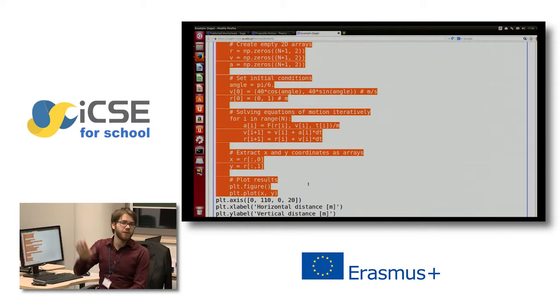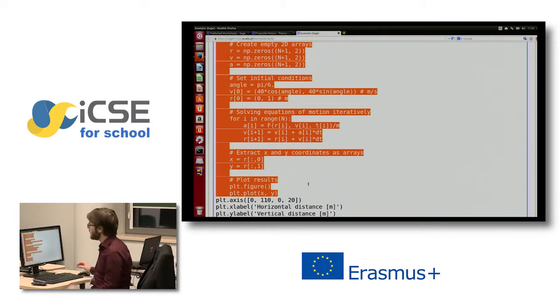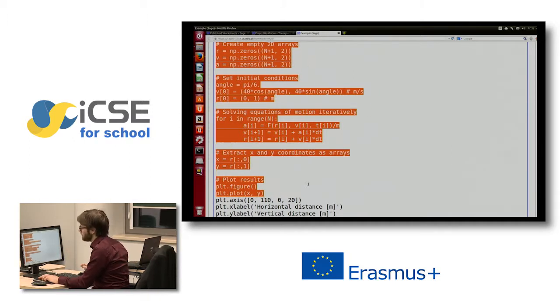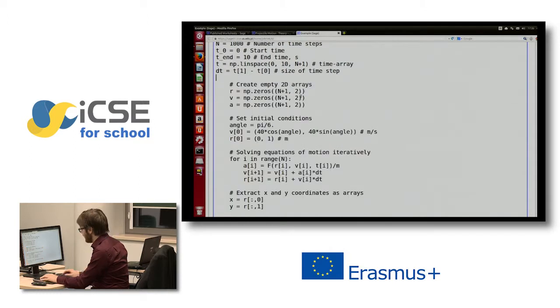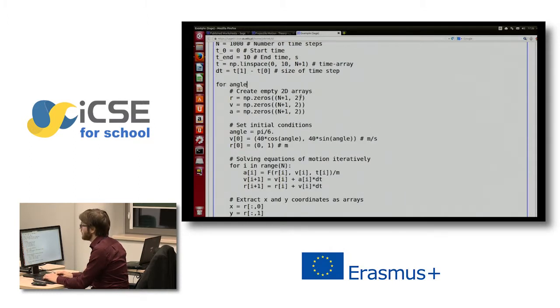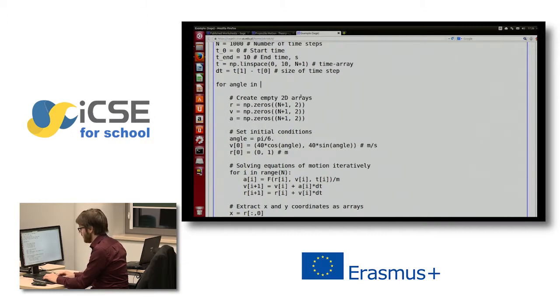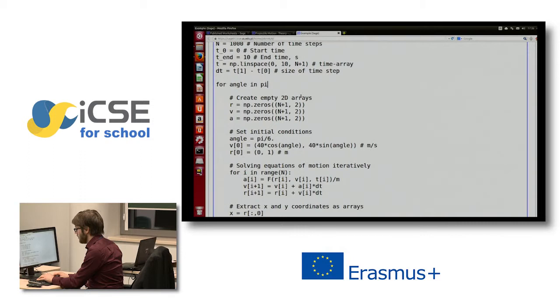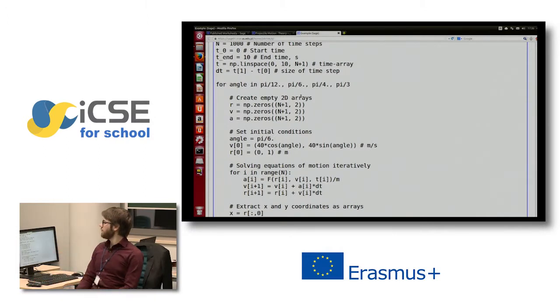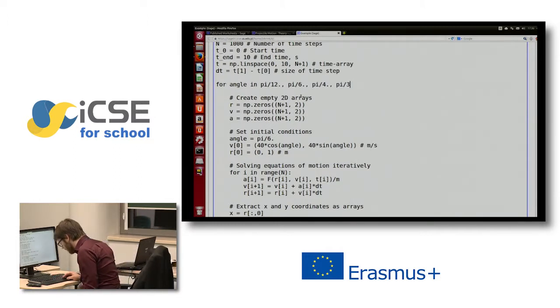I mark all that with my cursor, and then I click tab. And when I click tab, what happens is it jumps in. And the reason I do this is because I'm going to make a new loop. And I'm going to say for angle in, and I'm going to make a list of angles I want to do. So I'm going to do pi/12, pi/6, pi/4, and pi/3. So that's radians, and that's 15, 30, 45, and 60 degrees. And then I'm going to end with a colon here.